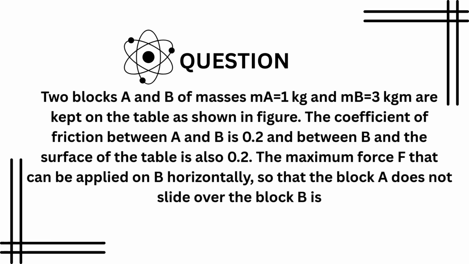So this is a question of JEE Mains 2019. It says that there are two blocks A and B of masses MA equals 1 kg and MB equals 3 kg that are kept on a table as shown in the figure. The coefficient of friction between A and B is 0.2 and between B and the surface of the table is also 0.2. The maximum force F that can be applied on B horizontally so that the block A does not slide over block B is.